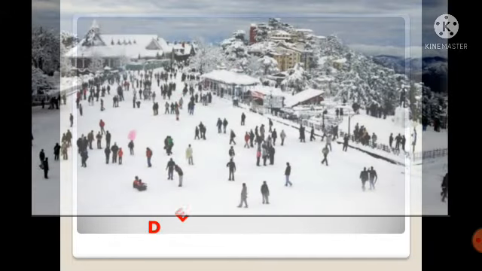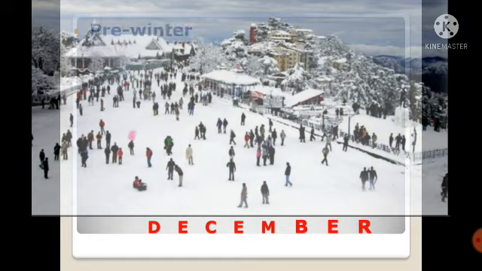Now let's move to December, the 12th and the last month of the English calendar. Can you spell it? D-E-C-E-M-B-E-R. Yes, December. Let's see, pre-winters. Say pre-winters. What is that called in Hindi? Hemant Ritu. Ritu means season. Let's look at some of the aspects of it.